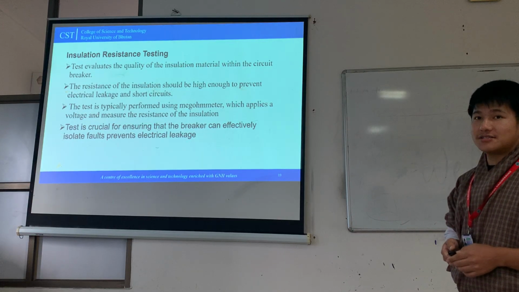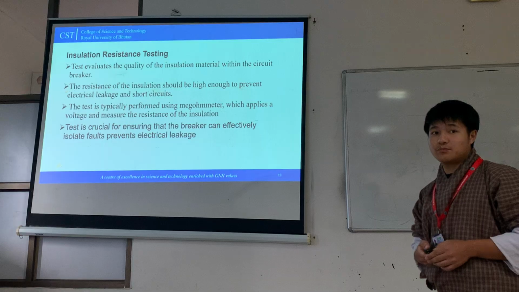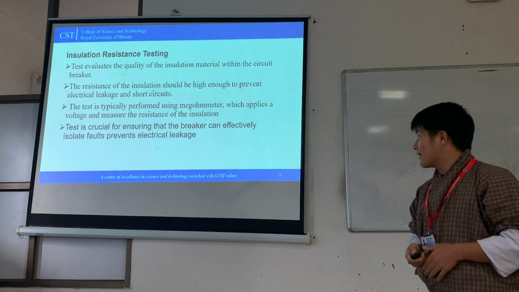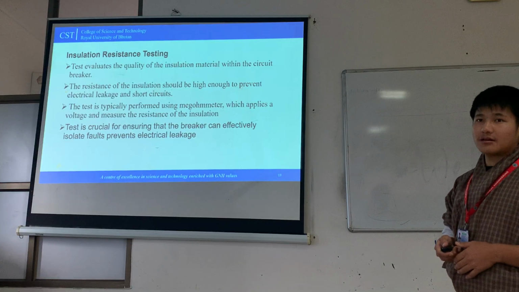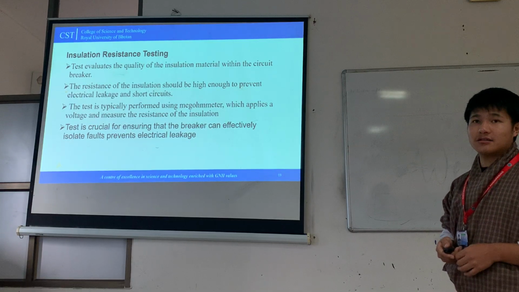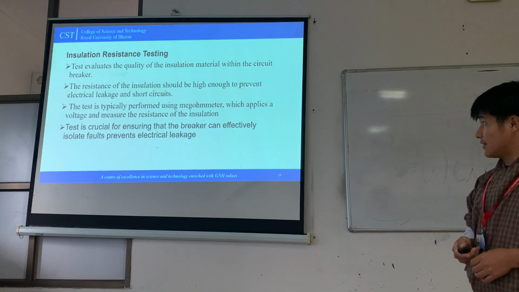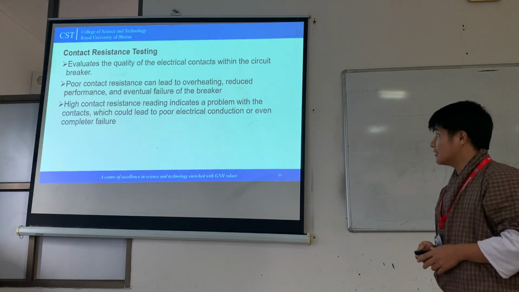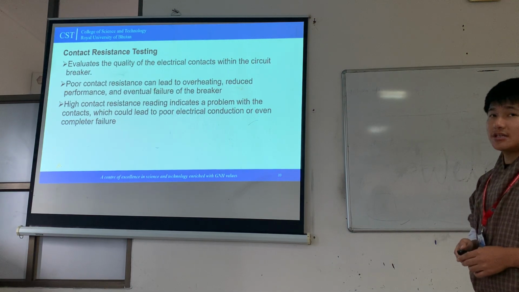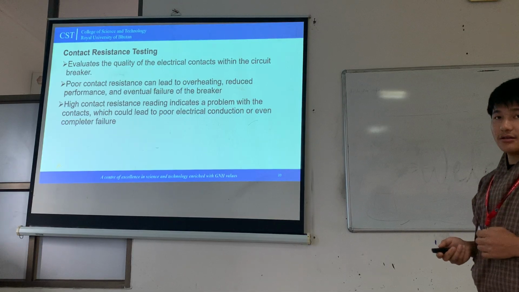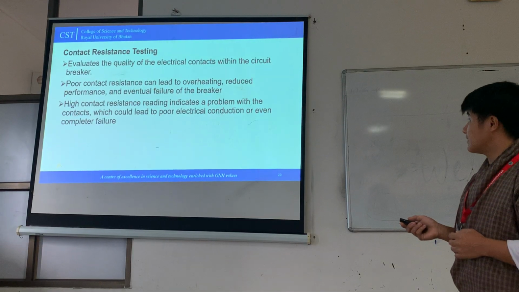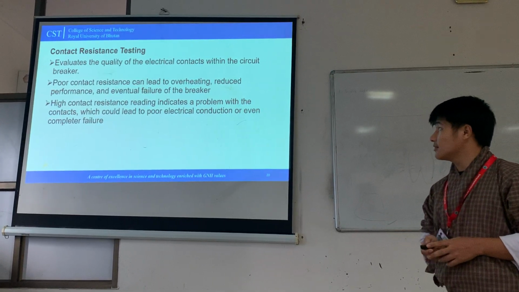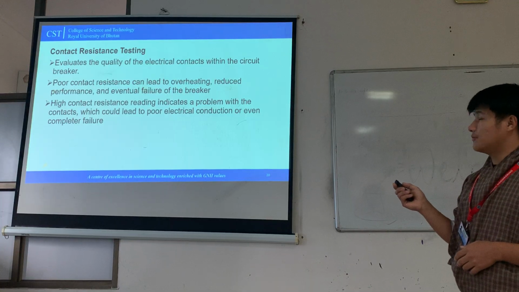Next is insulation resistance testing. This is done in order to prevent electrical leakage and short circuit. It is performed using a Megger, where we apply voltage and measure resistance. In this, the value should be as high as possible. Next is contact resistance testing. This will check the condition of the electrical circuit breaker's contacts. Poor contact resistance can lead to overheating, reduced performance, and eventual failure of the breaker.